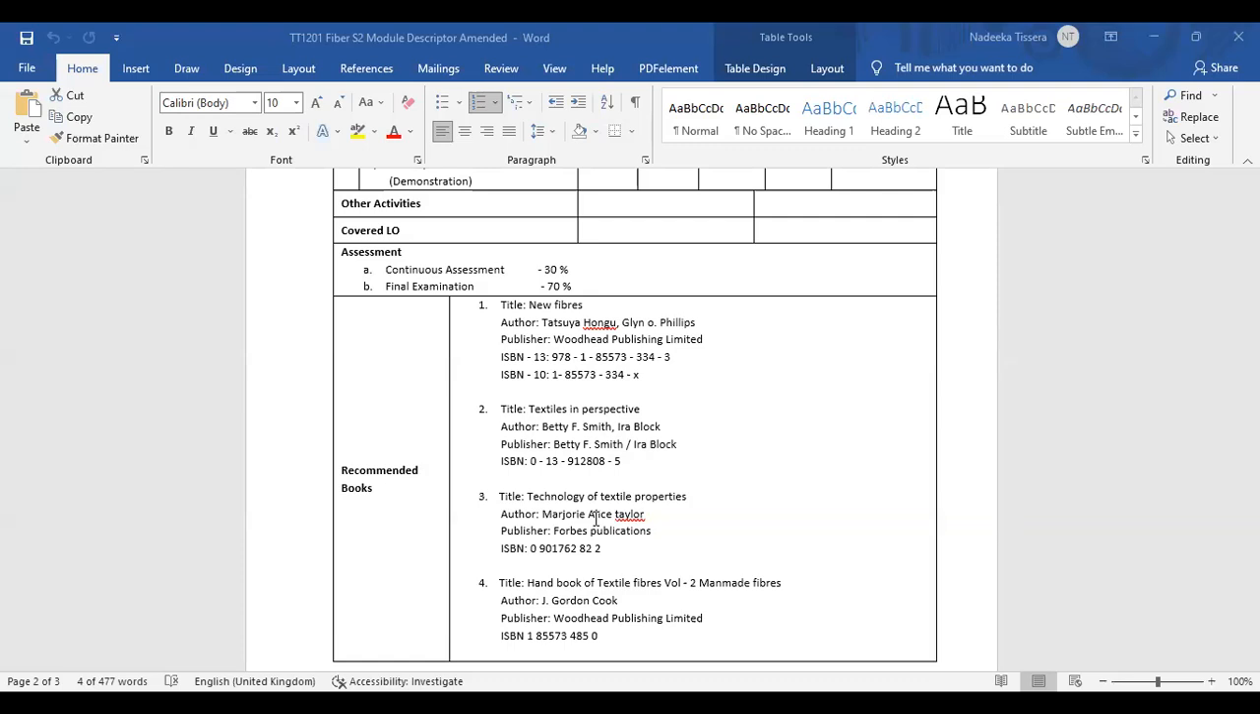Please go to the library and please refer to these books, because I have seen some of these books. There are many books.